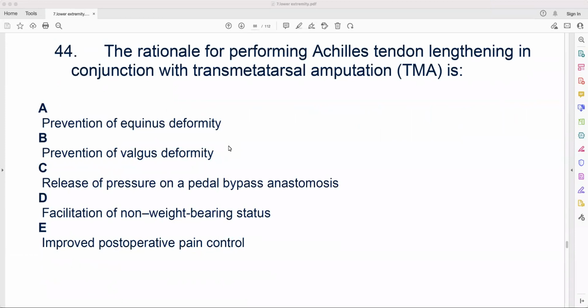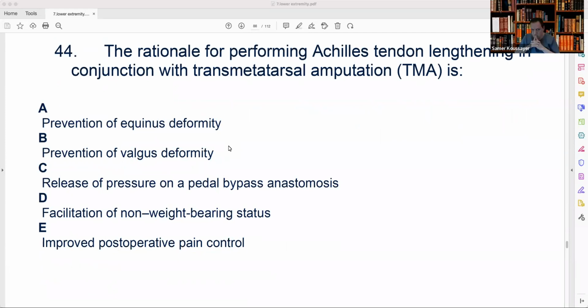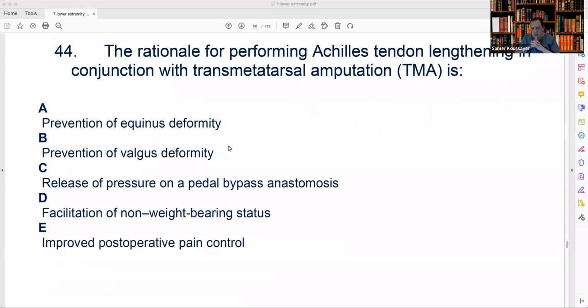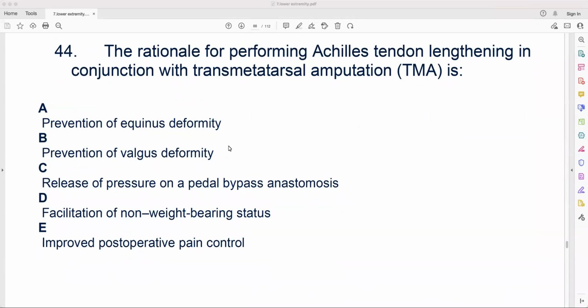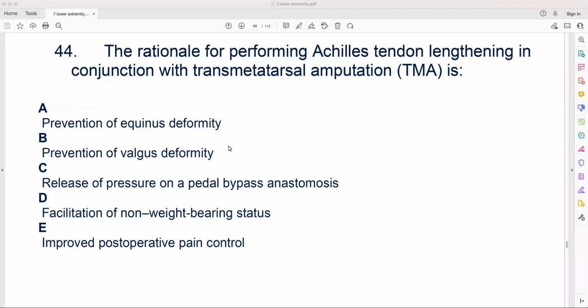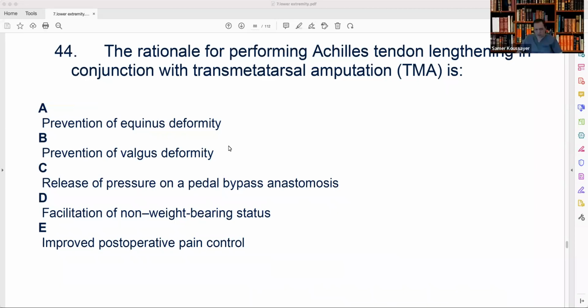The rationale for performing Achilles tendon lengthening in conjunction with transmetatarsal amputation. We don't really do this. The reason is that most of our patients unfortunately don't walk, and I rarely see patients with transmetatarsal amputation who walk very well. When you do a below-knee amputation, the stump will go more posterior, because of the posterior muscles. The same happens with the foot. When you cut it, it doesn't stay the same.